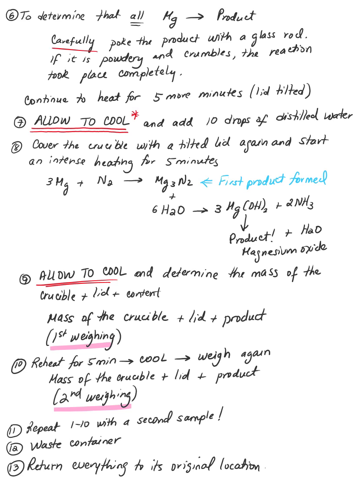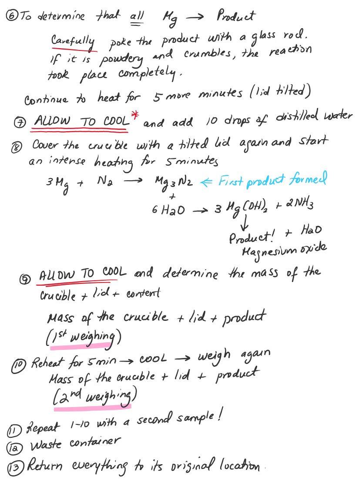And you have to wait for the crucible to cool down. You need to add water. The crucible is super hot and your product is super hot. If you add 1 or 2 drops of water and your product is still hot, it will splatter out of your crucible and you're losing your product. The crucible can break if you decrease the temperature too quickly. So you're going to wait until the crucible cools down and then you're going to add 10 drops of distilled water.